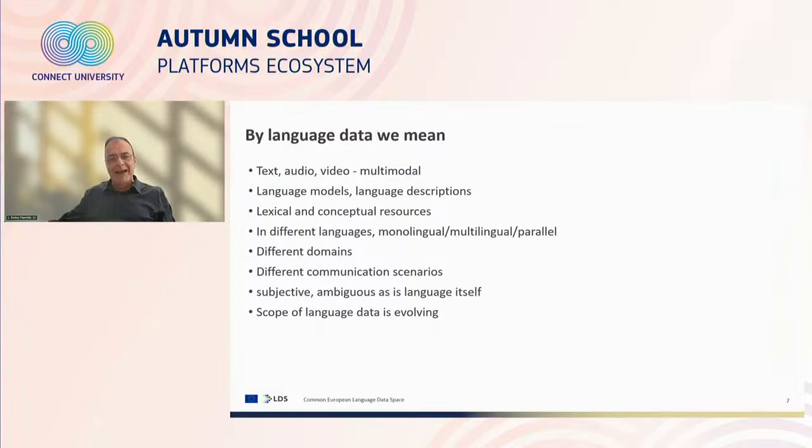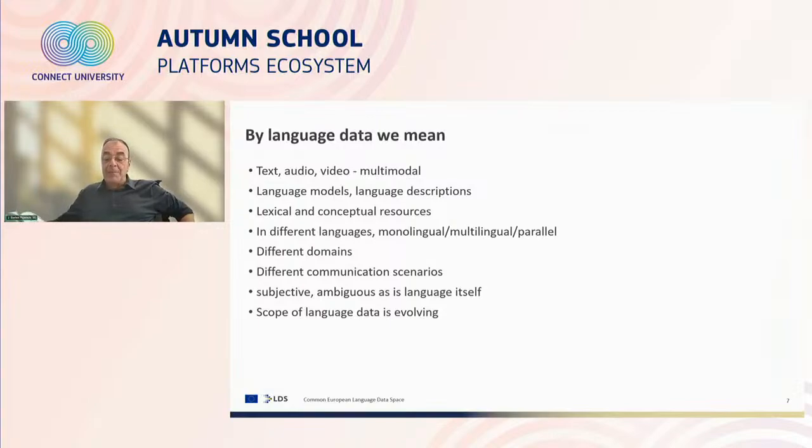Now, talking about the language data space, it is important just to refresh our minds by what we mean with language data. What is our scope? Language data in the language data space world includes text, audio, and video data, what we call multimodal data. It includes language descriptions, grammars, in the very traditional sense that Marcus also mentioned in his introduction, but also language models like those that power ChatGPT, that was also mentioned before. There may also be structured data like machine-readable dictionaries, lexica, ontologies, thesauri, knowledge graphs, you name it.